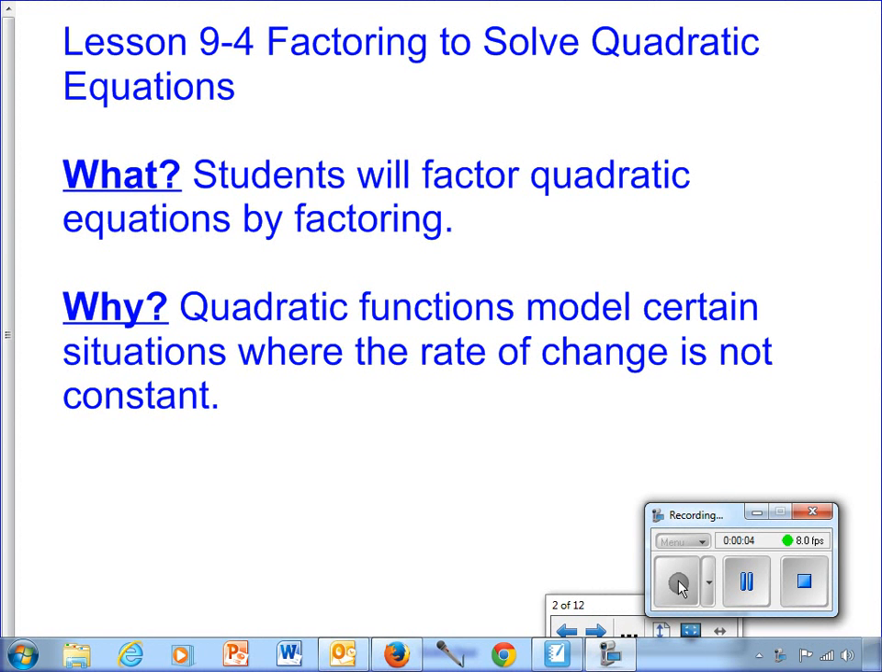This is lesson 9-4 entitled Factoring to Solve Quadratic Equations. Our objective in this lesson is that you will factor quadratic equations by factoring, and then we're going to use the zero product property in order to solve the equations or find the roots of the equation. This will take us back to chapter 8 where we were factoring trinomials.